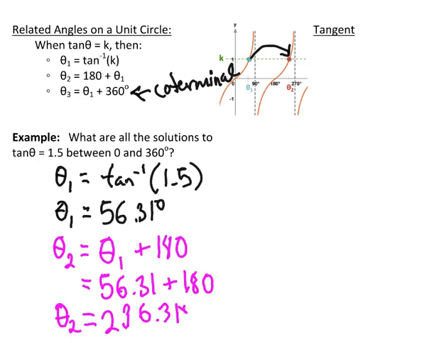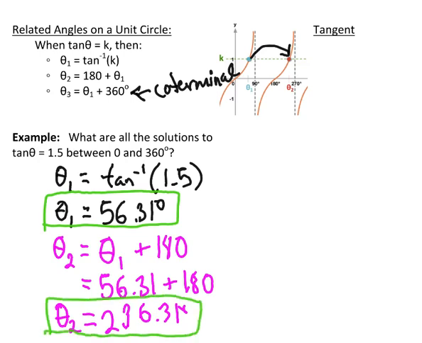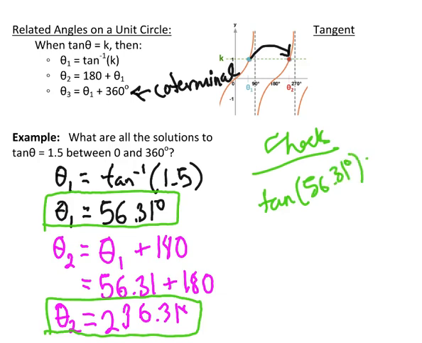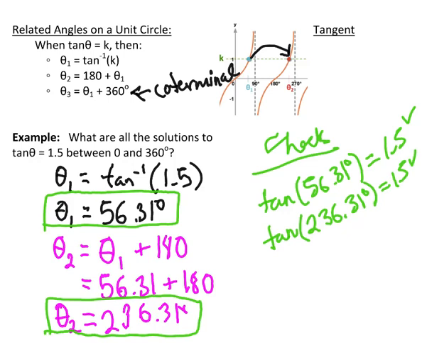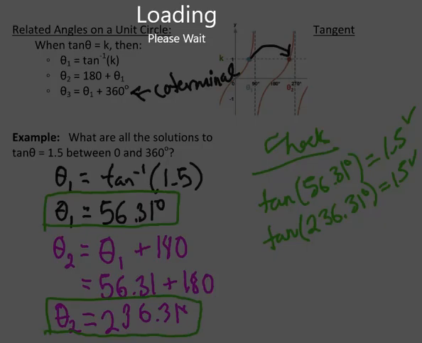So that's theta 2. We don't need to add another 360 to our theta 1 because I don't need a coterminal angle here. Theta 1 is already in the range I want between 0 and 360 degrees, and theta 2 is as well. So I don't need to go any further than that. I found my two answers. Let's just check and make sure they're good. So you'll do tan of 56.31 degrees, and that should give you 1.5. That checks out. And then do tan of your other angle, 236.31 degrees. And that should also give you 1.5. Make sure that checks out too. And it does.